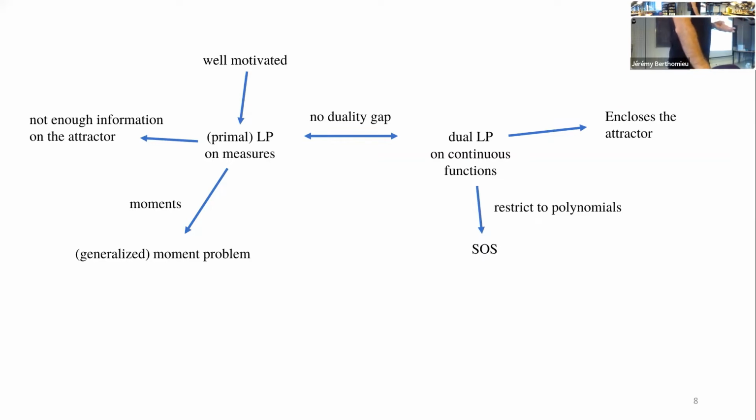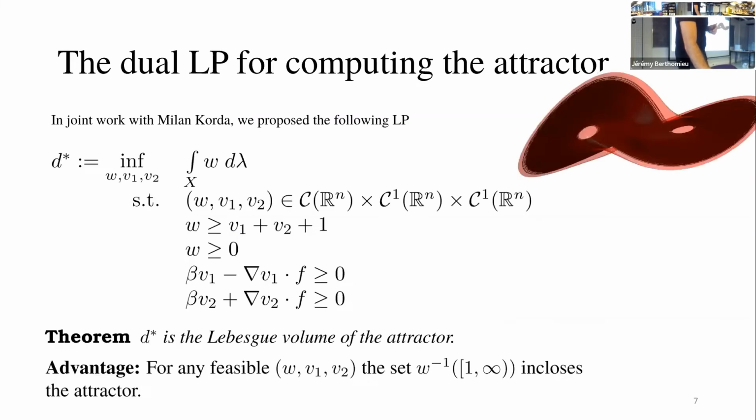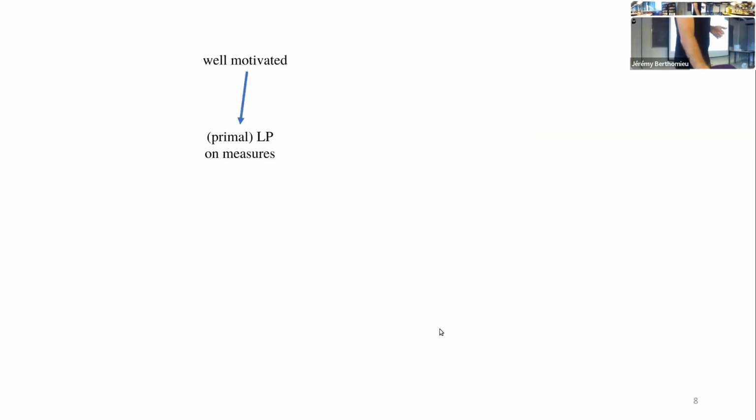And for this, we've seen this much before. How we solve this: we truncate and get sequences of SDPs. And in this whole process, the enclosure property that we have for the function side LP is maintained. So even if we solve for SOS polynomials, we still get enclosures of the attractor by the super level sets, as we've seen here. This holds true in the same way if we restrict to polynomials.